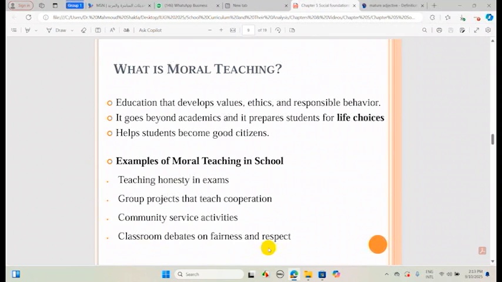What we lack these days in our communities, in Arab communities, or even Muslim communities, or in the world, is moral teaching, education that develops values, ethics, and responsible behavior. It goes beyond academics and it prepares students for life choices, helps students become good citizens. This is the main point, how to become good citizens.